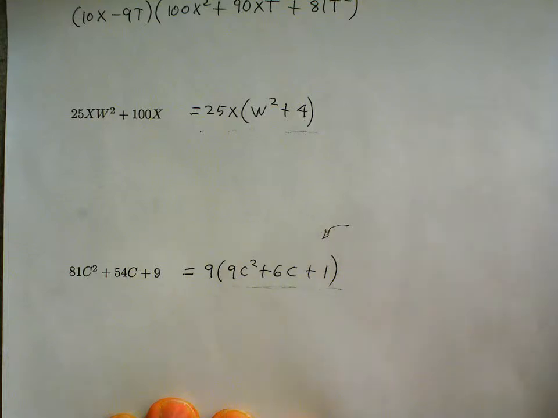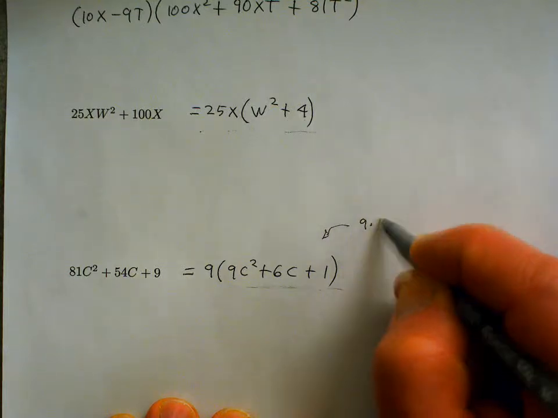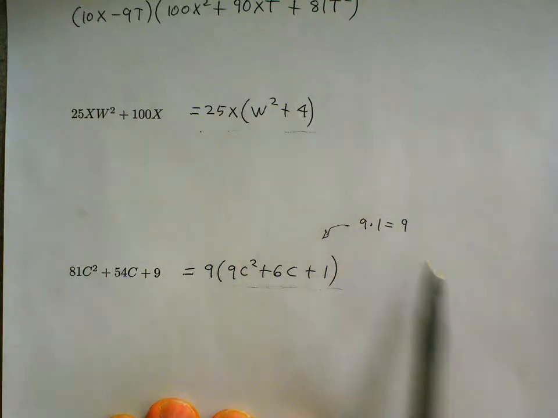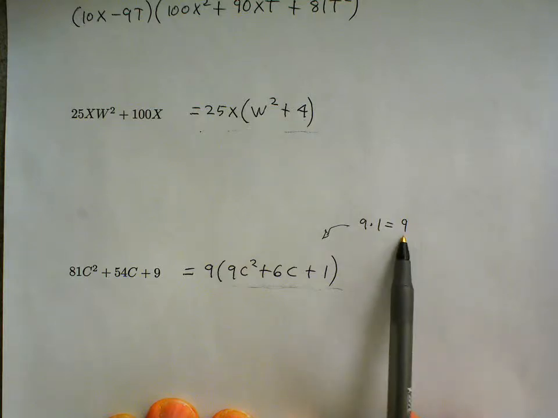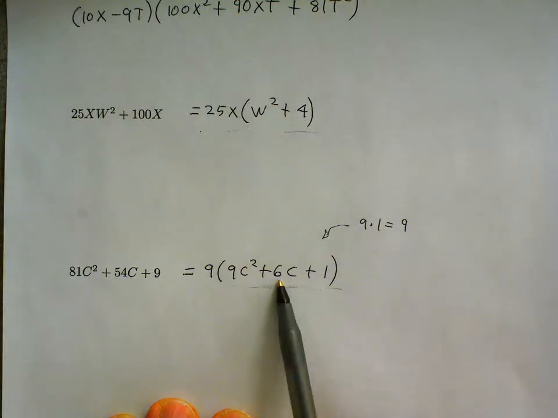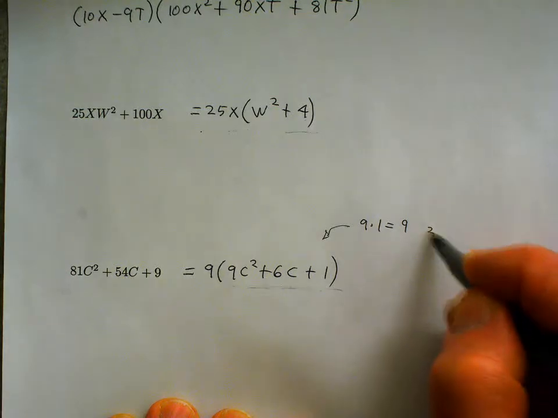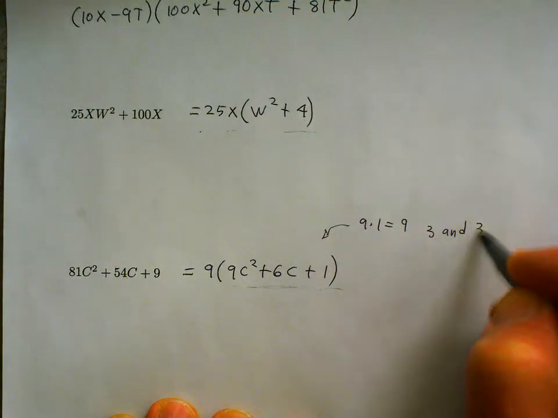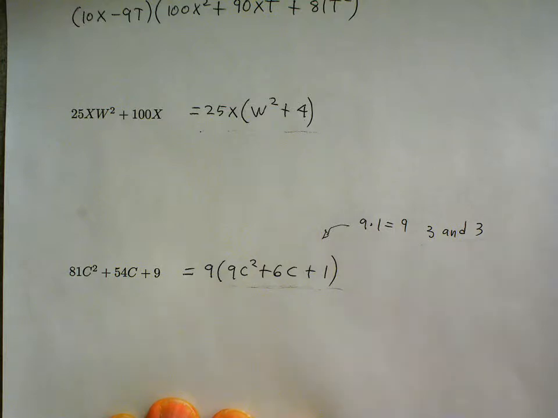Well, we can try the AC method. 9 times 1 is 9. Two integers that have a product of 9 and a sum of 6. 3 and 3. So we found the two integers that satisfy the two conditions. So that guarantees that it's factorable.